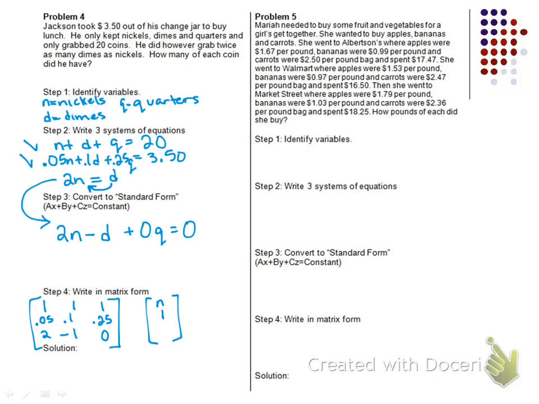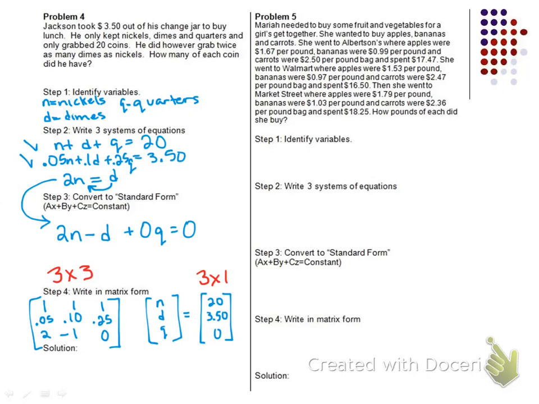Okay, now let's write the matrix equation. This is going to be 1, 1, 1. 0.05, 0.1, 0.25. 2, negative 1, 0. Can you add that 0 after the 0.1? Or is it like changing the number? No, you can do that. Okay, and then the last equation is 20, 350, and 0.